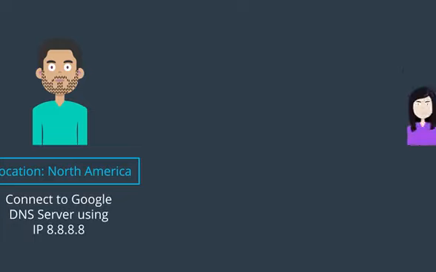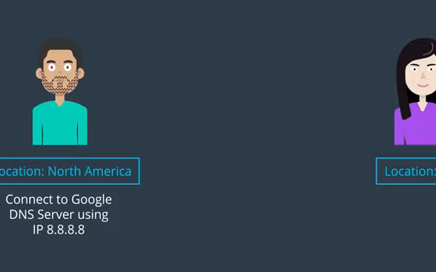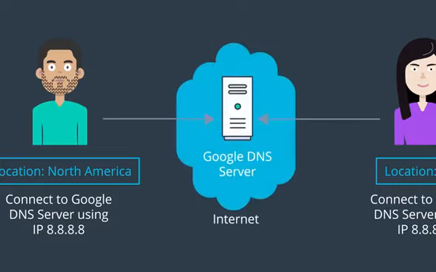8.8.8.8. But if there is another user in Asia also resolving a domain using the Google DNS server by connecting to IP 8.8.8.8, are they connecting to the same physical server? Actually not. They're not connecting to the same server, although the returning IP address is the same.